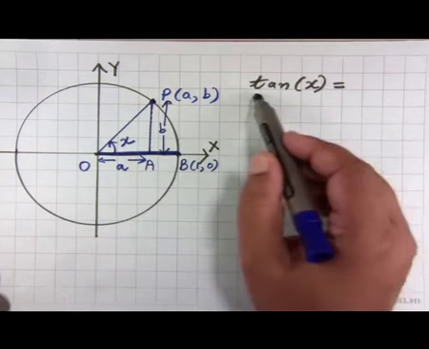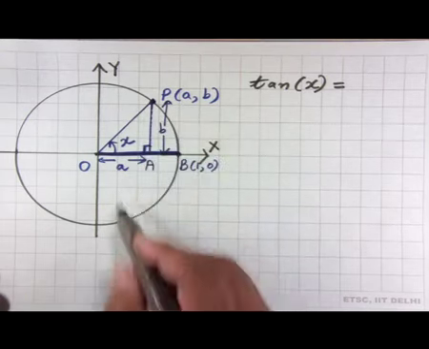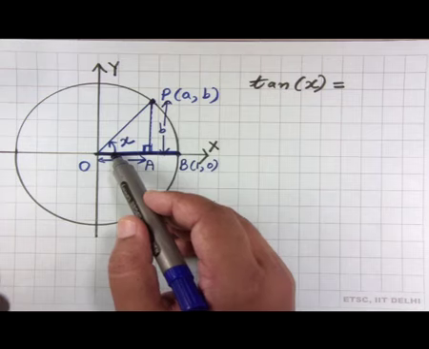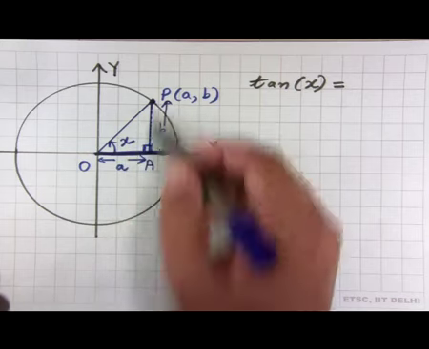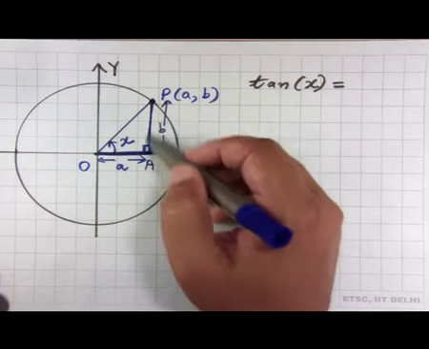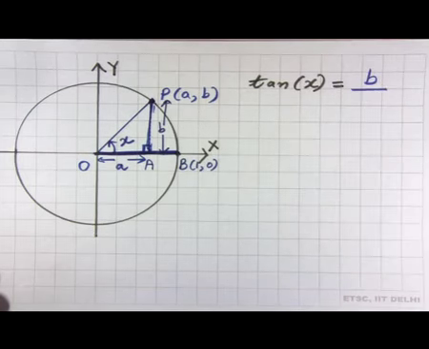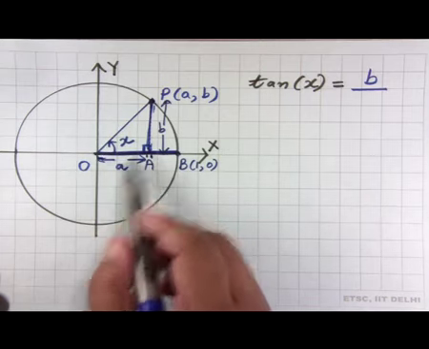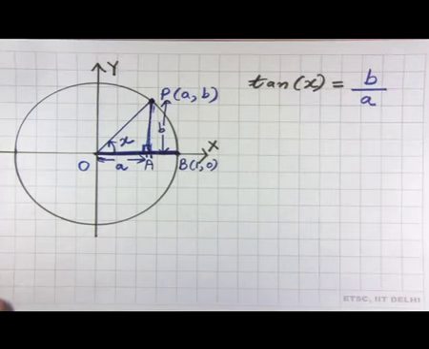And therefore, if we look at this right angle triangle here, because this is a perpendicular, the tangent of this angle is equal to the length of the opposite side. The opposite side to this angle x is this side, whose length is b, divided by the length of the adjacent side. The adjacent side to this angle x is this side OA, whose length is a. So, tan x is b upon a.